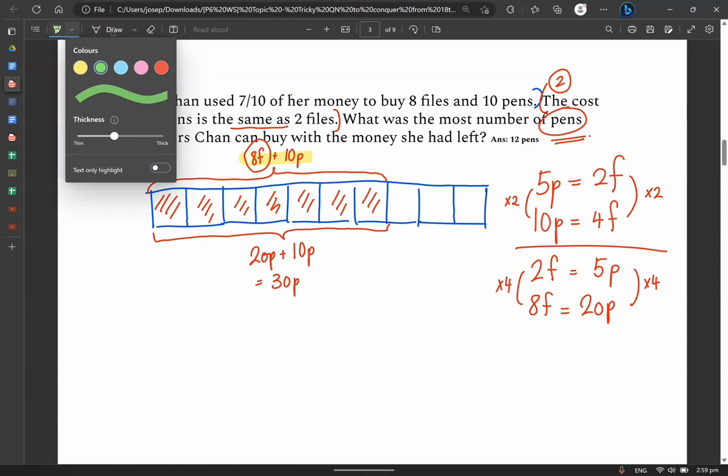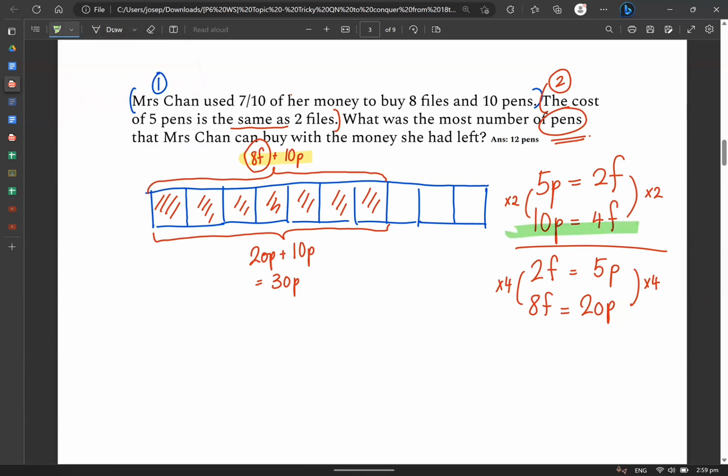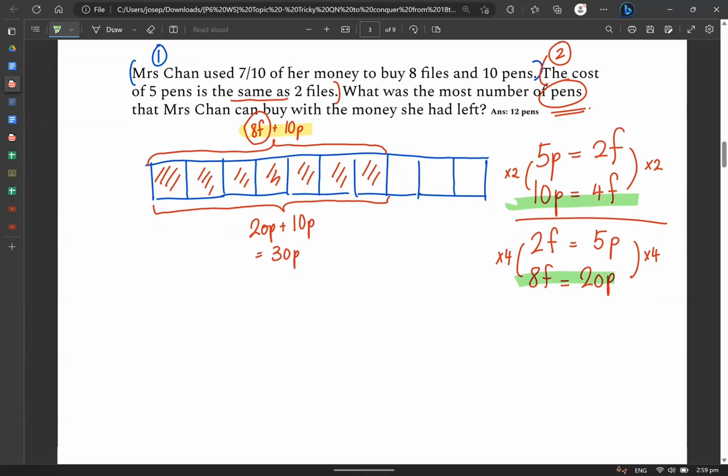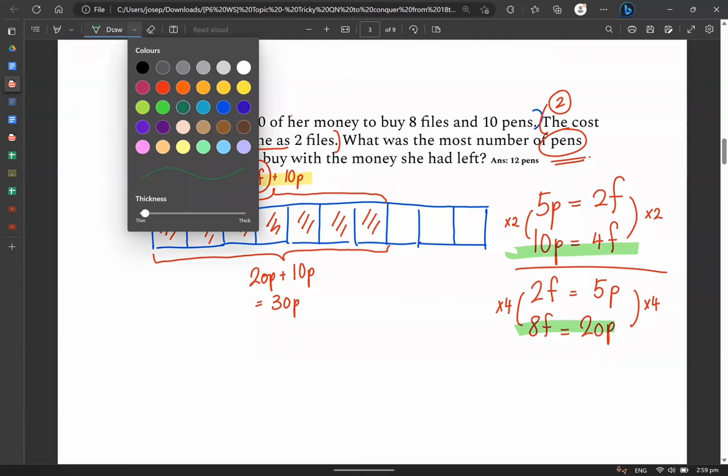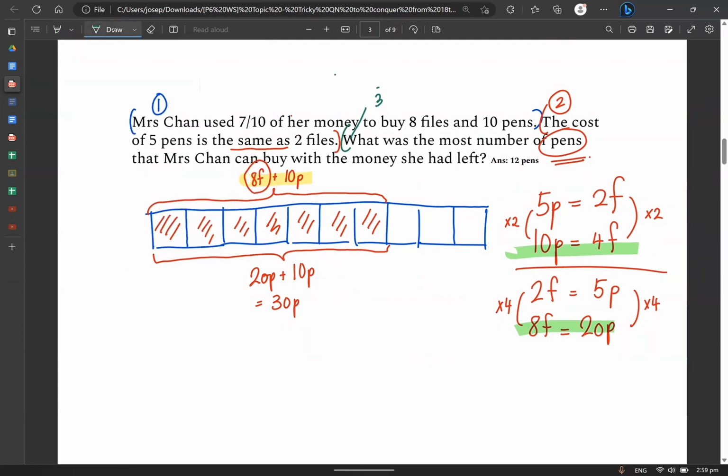This is the part that is most important, which I'm going to highlight in green right now. These are the parts. Can you see it? These are the parts that they are the most important. Does that make sense to you? Okay, so once you are done with this, right, then okay, look at the next part of the sentence. It says, sentence number 3, what was the most number of pence that Mrs. Chan can buy with the money that she had left?